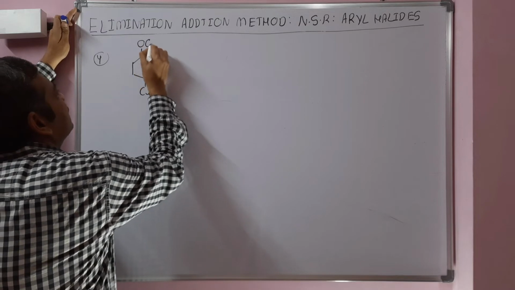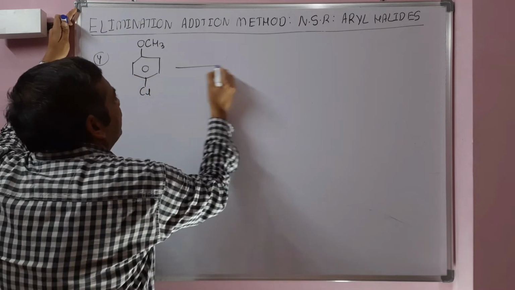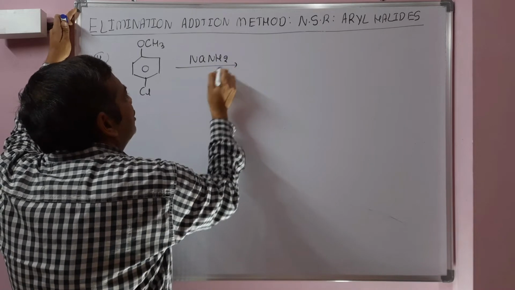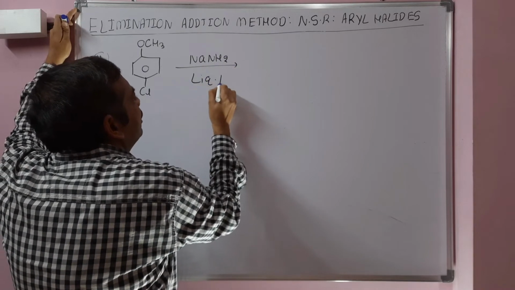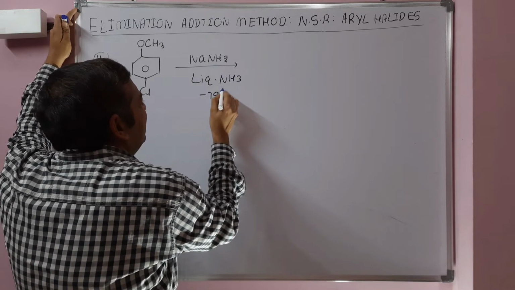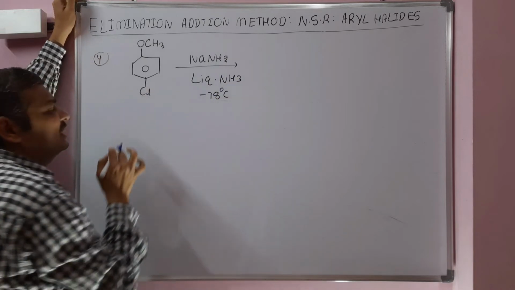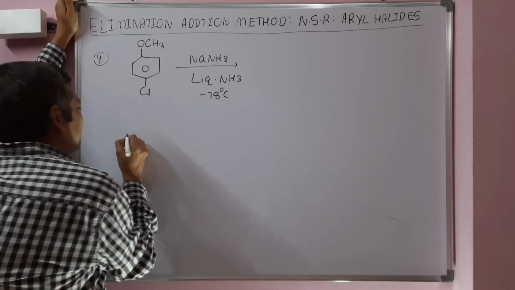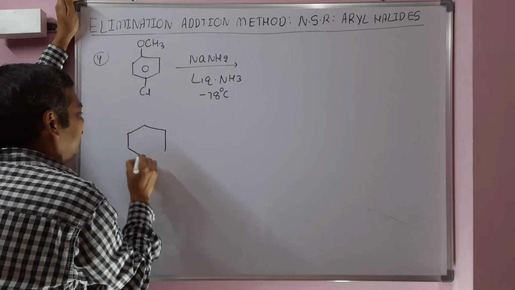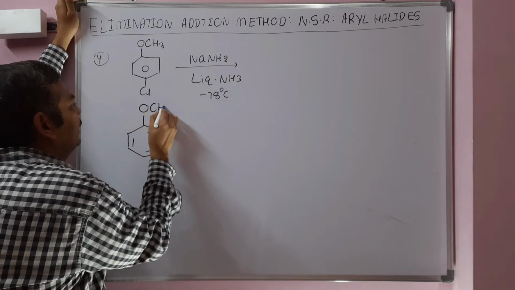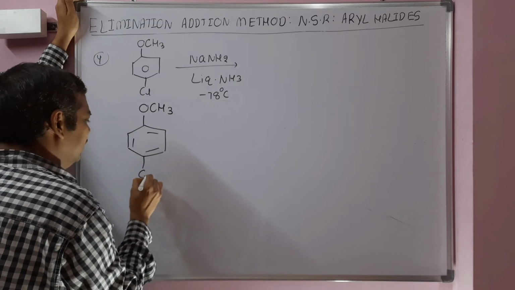4-methoxychlorobenzene reacts with sodamide in liquid ammonia. Sodamide in liquid ammonia means it will undergo the elimination-addition mechanism at minus 78 degrees centigrade. Halogen is there, so there is a formation of benzyne. The substrate is 4-methoxychlorobenzene, so beta hydrogen is there.